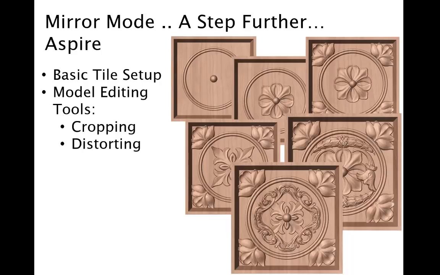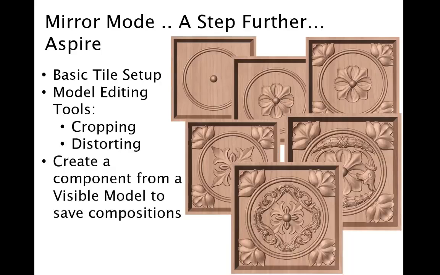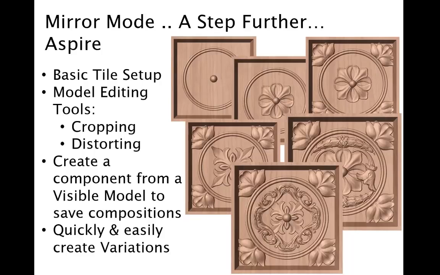So we're looking at the cropping tool and also how we can distort components for better fit within our tile. And then we'll look at how we can create a component from a visible model to save out our compositions as .3D clip files that we can add to our own clip art library. And so ultimately the whole point of the next example is to show you how quickly and easily it is using mirror mode in Aspire to create different variations on a basic tile. So let's jump into Aspire and we'll show you how to create all of these different compositions.